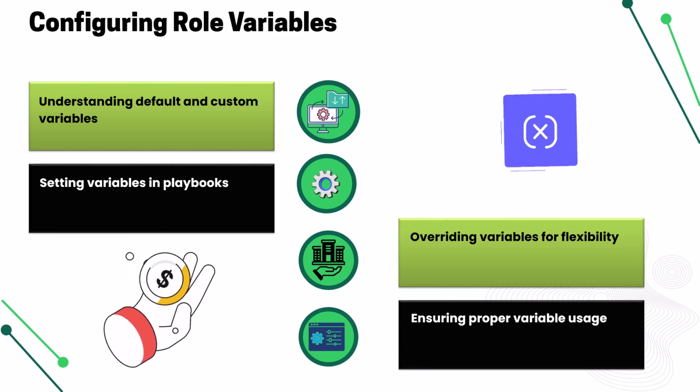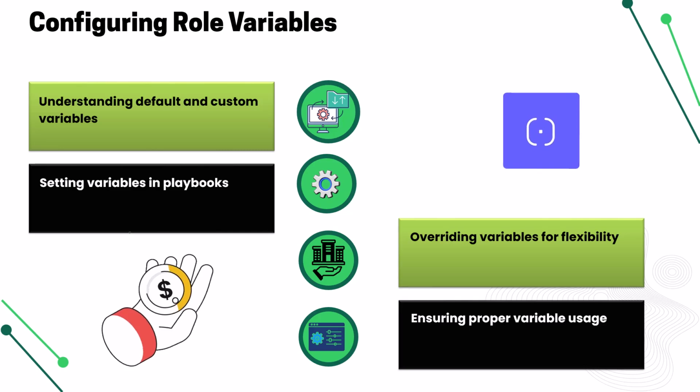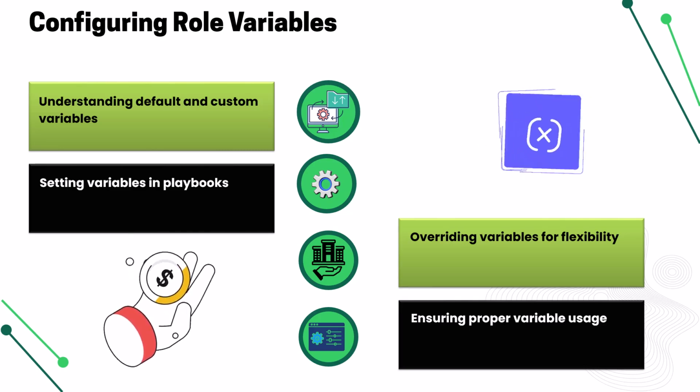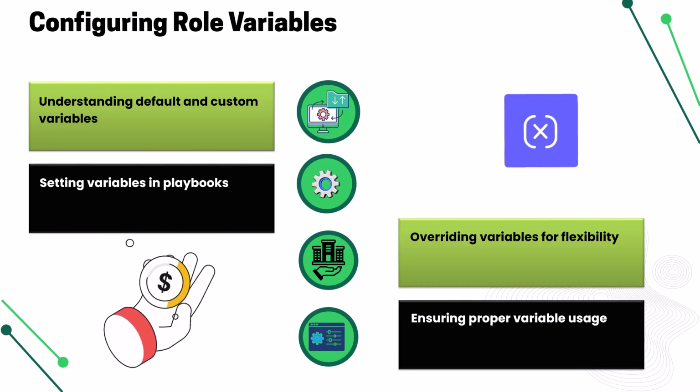Variables, the secret sauce of Ansible Roles. They let you customize everything to your liking. Set them in playbooks, tweak them for flexibility, and always double-check their usage. A well-placed variable can save you a ton of time, so treat them like VIPs in your automation workflow.